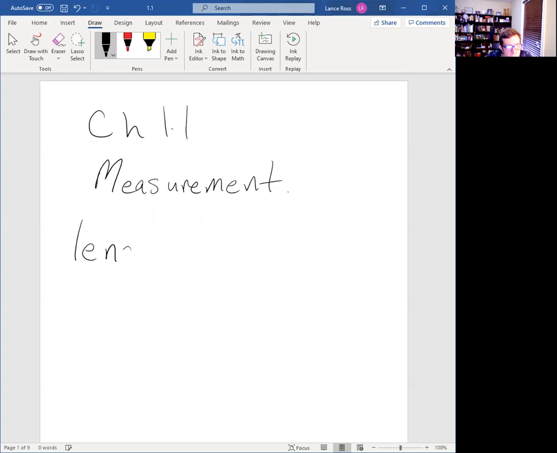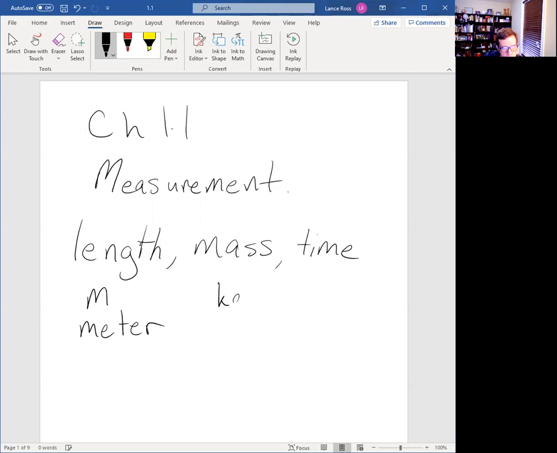So the building blocks are length, mass, and time. These are our fundamental units for measurement. The units we use are meters, kilograms, and second.